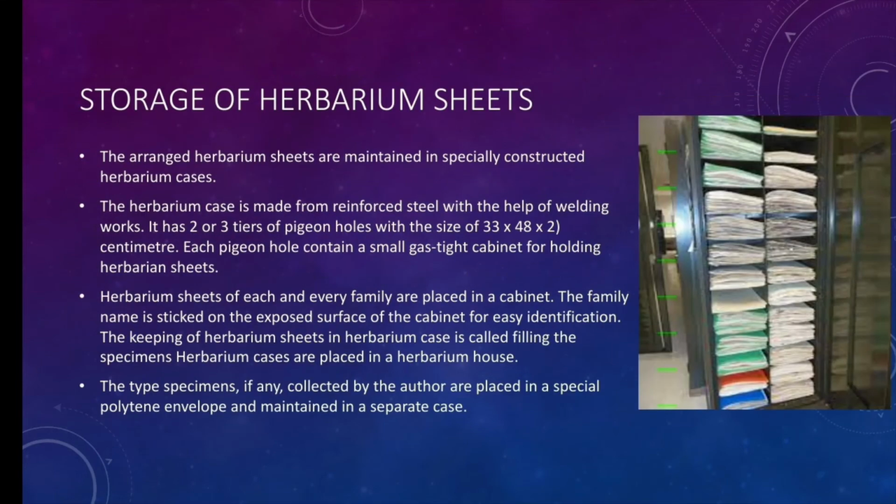The next one is storage of herbarium sheets. The arranged herbarium sheets are maintained in a specially constructed herbarium case. The herbarium case is made from reinforced steel with the help of welding works. Each pigeonhole contains a small gas-tight cabinet for holding herbarium sheets. Herbarium sheets of each and every family are placed in a cabinet. The family name is stuck to each cabinet to easily identify the specimen.